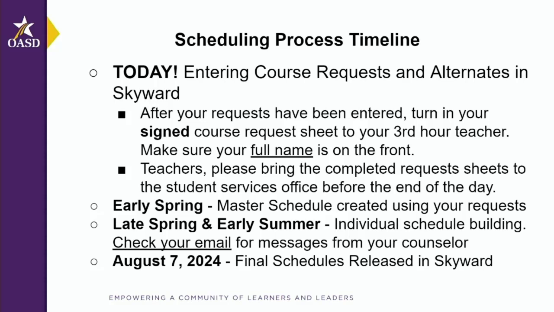All right, so to start about your scheduling process timeline, today you will be entering all courses and alternates into Skyward. After your requests have been entered, you are going to turn in the signed course request sheet to your third-hour teacher. Make sure it has your full name on the front, so first and last name. Teachers, if these aren't signed by a parent or guardian, please still grab them from the students. And then teachers, you're going to bring the completed request sheets down to student services, and we will take it from there.